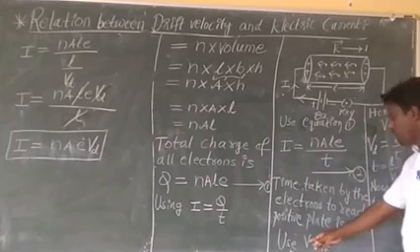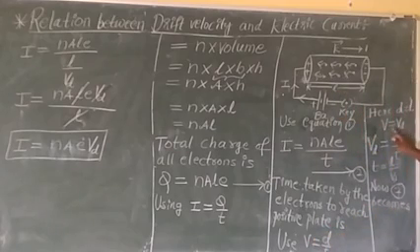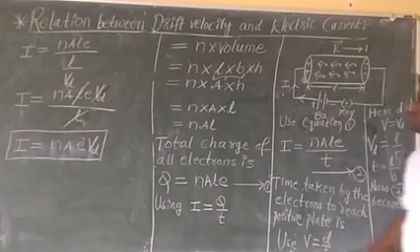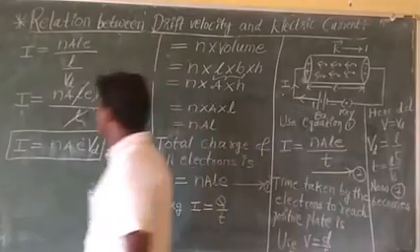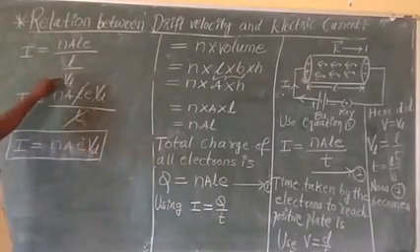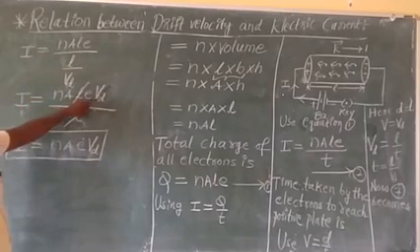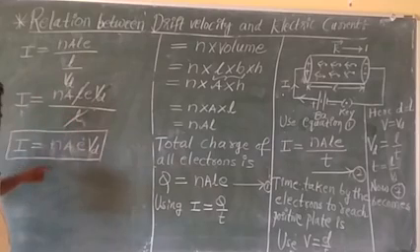So here velocity equals distance by time. Here the distance is L, so V equals Vd, Vd equals L by T, and T equals L by Vd. Substituting this in equation number 2, I equals NAL e divided by L by Vd. So Vd comes to the numerator: NAL e Vd divided by L. L cancels, I equals NAeVd.